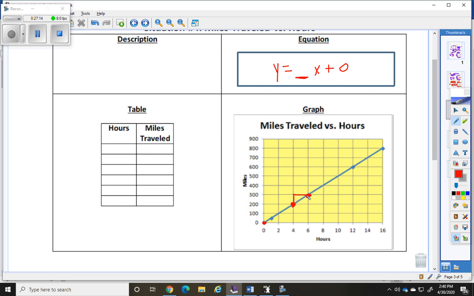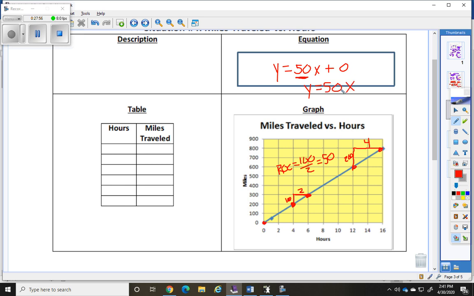I'm going to look at the rise and the run. From 200 to 300, it went up 100. From 4 to 6, it went over 2. So the rate of change is equal to 100 over 2, which is 50. So I found my rate of change is 50. You can test it with maybe these 2 points. Now I'm going up 200 and over 4. 200 over 4 is still 50. So this makes sense. y equals 50x plus 0, or I could just write it as y equals 50x.